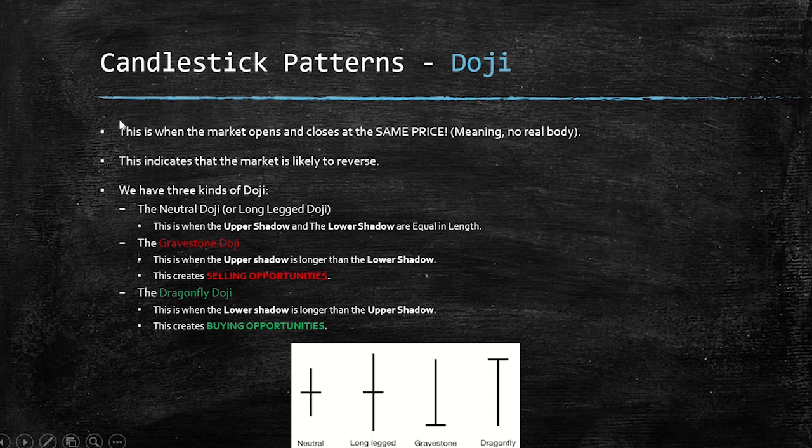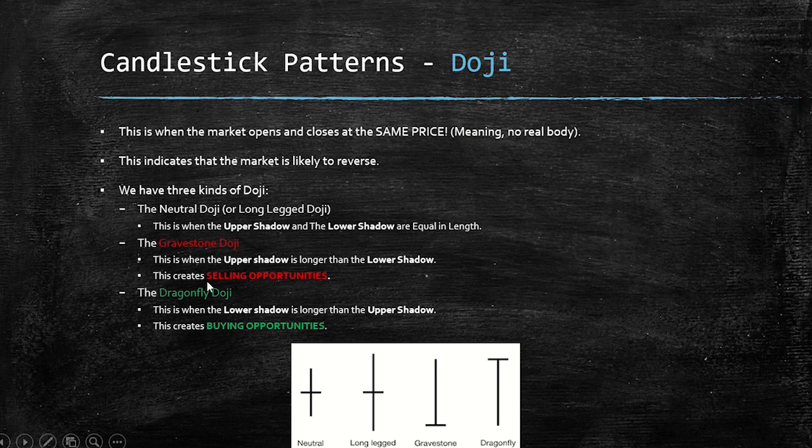Now the first candlestick pattern is what we call a doji. A doji is when the market opens and closes at the same price. This indicates that the market is likely to reverse. We have three kinds of dojis. The first one we call the neutral doji or the long-legged doji. This type of doji is when the upper shadow and the lower shadow are equal in length. The second doji is called the gravestone doji. This is when the upper shadow is lower than the lower shadow.